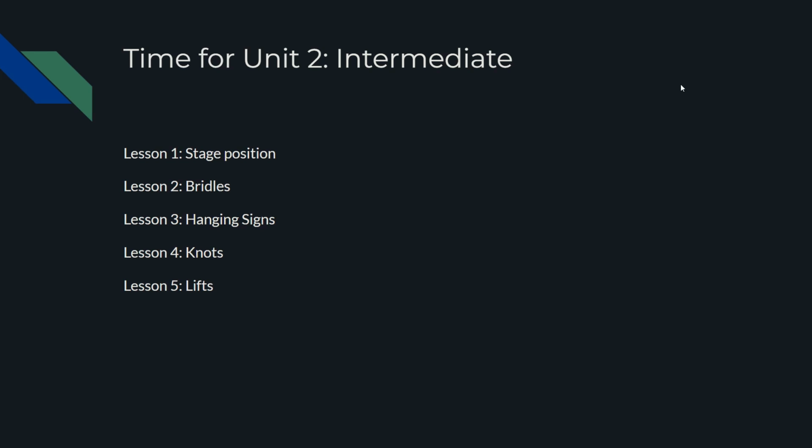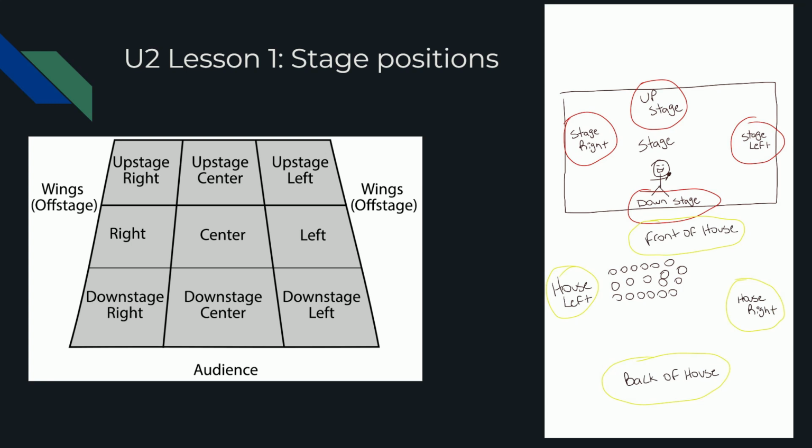Okay, so moving on to Unit 2. In this unit, we're going to learn these 5 lessons, which is stage position, bridles, hanging signs, knots, and lifts. So, lesson 1, stage positions.